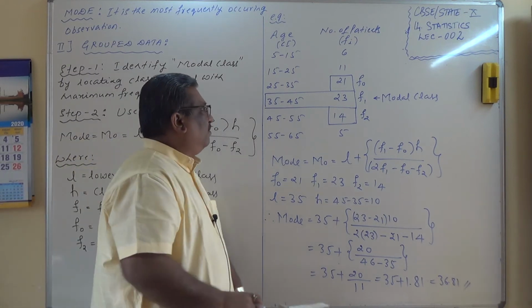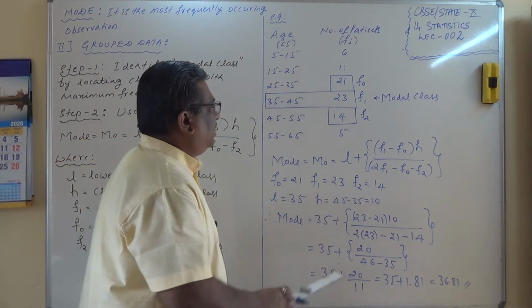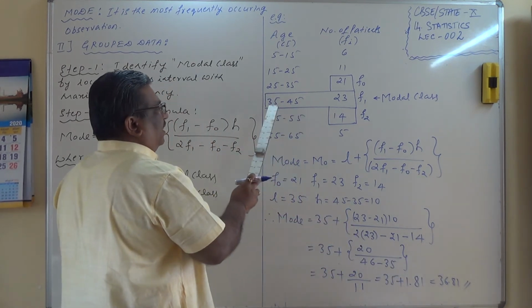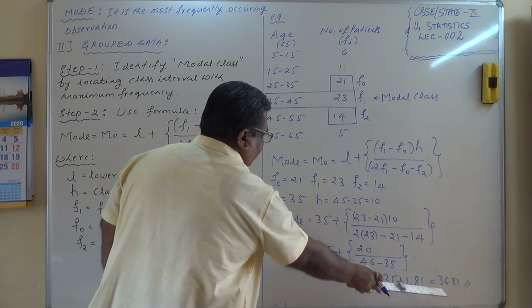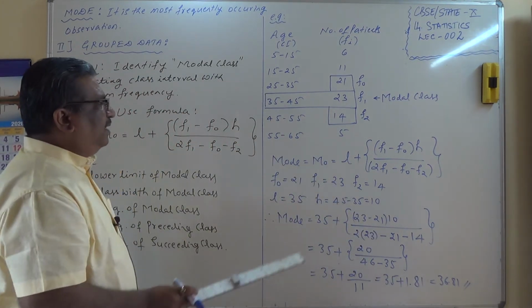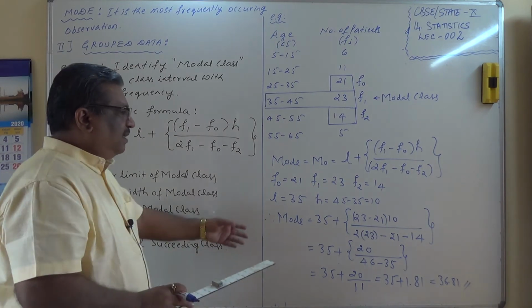Now, how do you confirm that it is correct or not? Check whether the calculated mode lies in the modal class. It is 35 to 45. Our answer is 36.8, and hence it lies within the modal class, and hence our answer is correct.